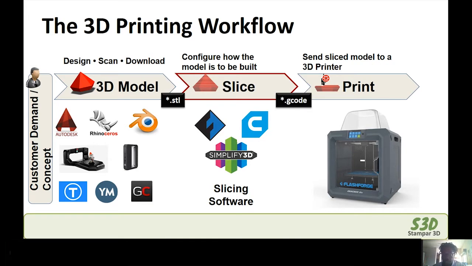Now, once you have the 3D model, you go through the next stage, which is called slicing. That is a process whereby you turn your 3D model into a language that the 3D printer will recognize.